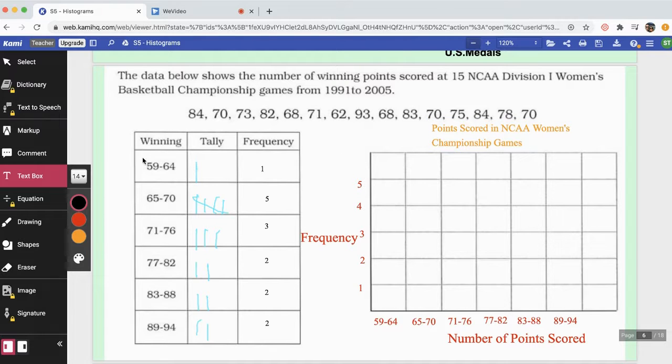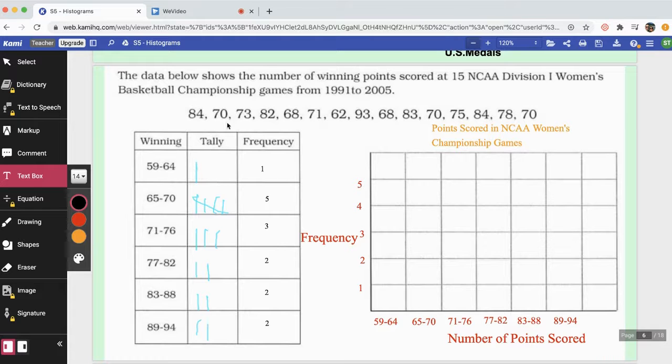So we've chosen an interval of 5, so 59 to 64. The range of these scores was, it looks like, about 62 all the way up to 93. So I needed to choose some intervals that would include all of those numbers. So 59 to 64 is great. You could have done 60 to 65 as well. And so actually these are intervals of 6.